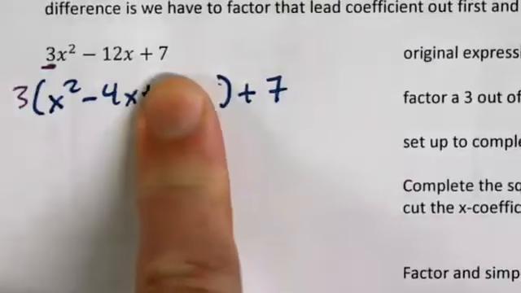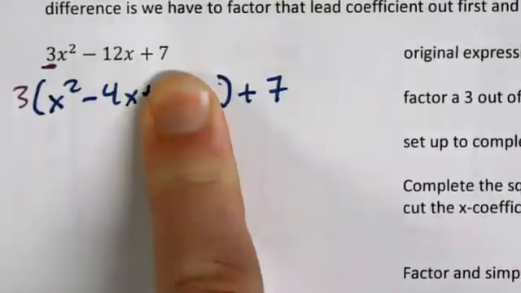Now, ignoring that blank, double check that. Would you agree that that is the same as the expression we started with? Is it still a 3x squared? Will we still end up with a minus 12x? Do we still have a plus 7? Are we all in agreement that that's the same?